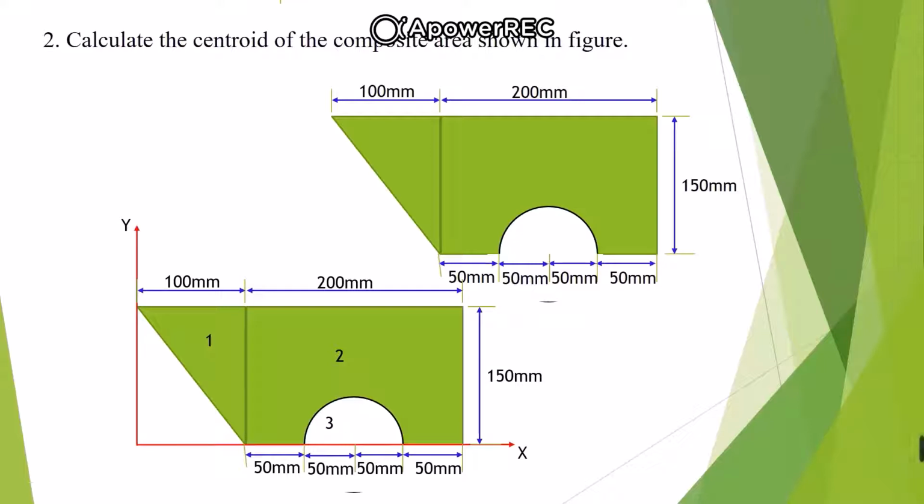Now, to locate the centroid of this composite section, we need to divide it into simple figures. So here I will be dividing this section into three simple figures. The first one is a triangular section, the second one is a rectangular section, and the third one is a semicircular section. From the figure we can see that the semicircular section is being removed from the composite section.